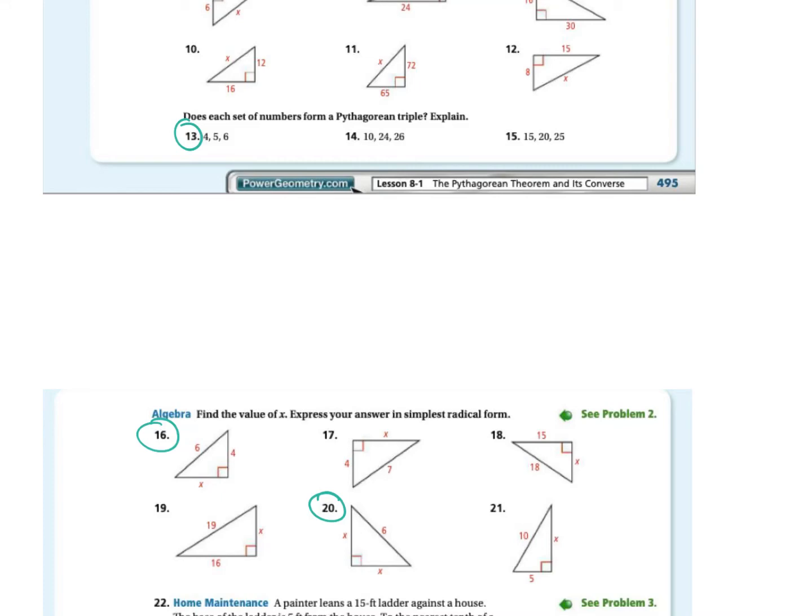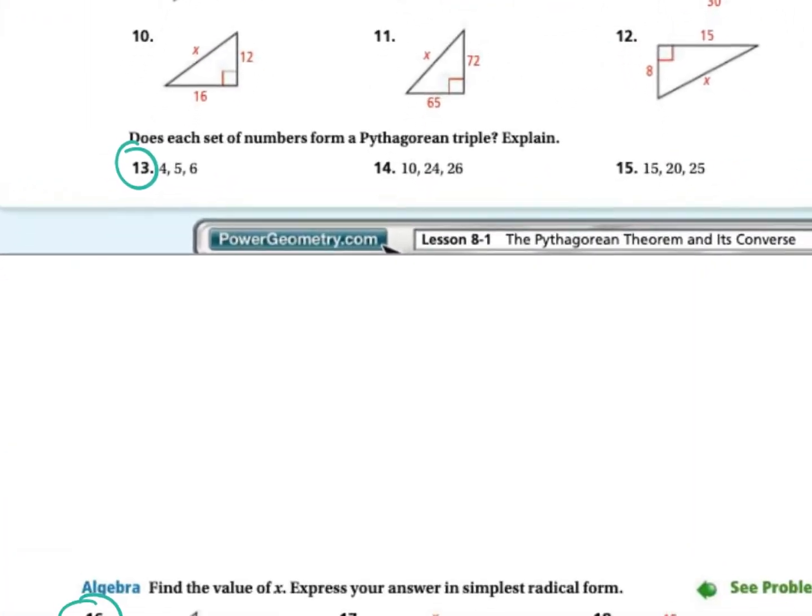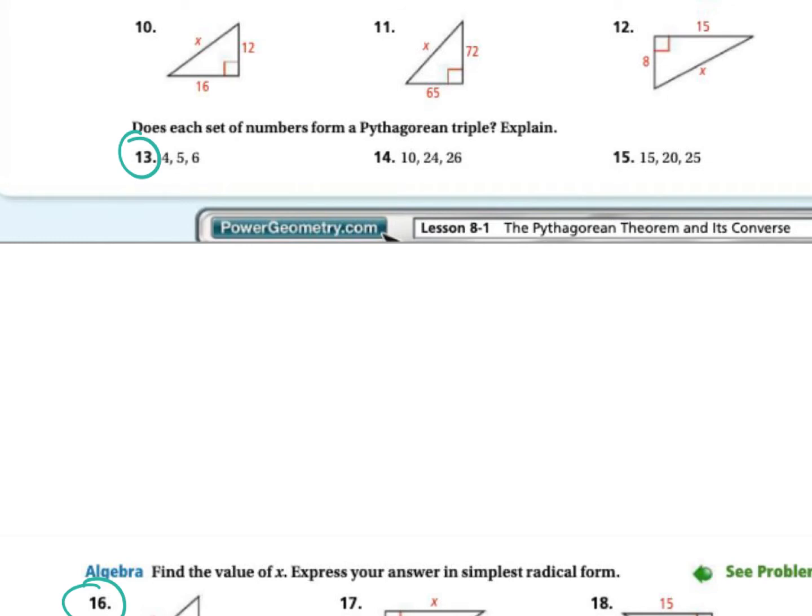There we go. So number 13 says, does each set of numbers form a Pythagorean triple? Explain. So when they give you three numbers, a Pythagorean triple has to work in the Pythagorean theorem. What's the Pythagorean theorem? A squared plus B squared equals C squared.